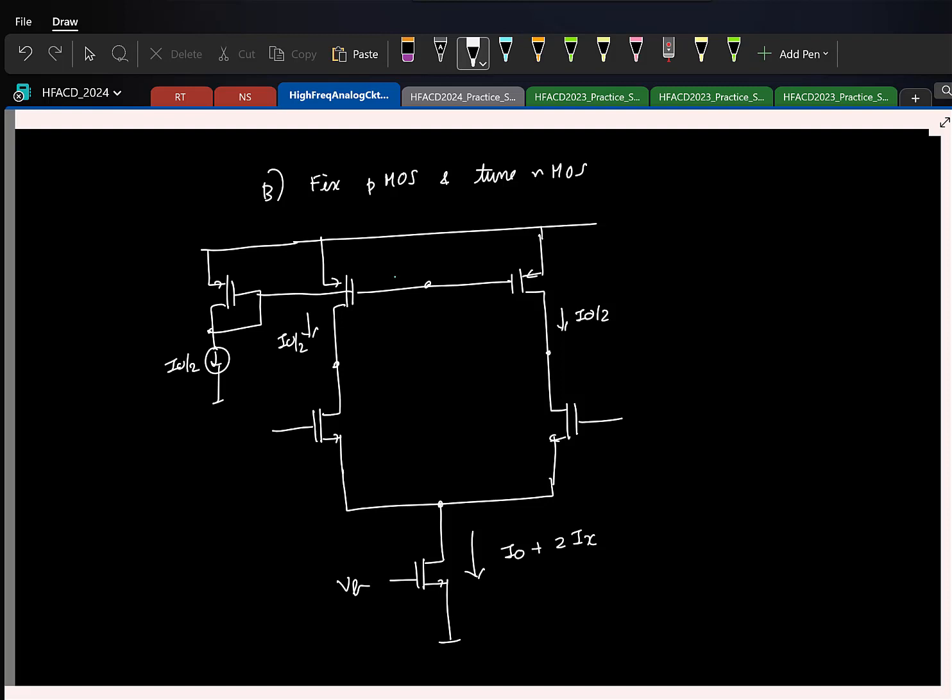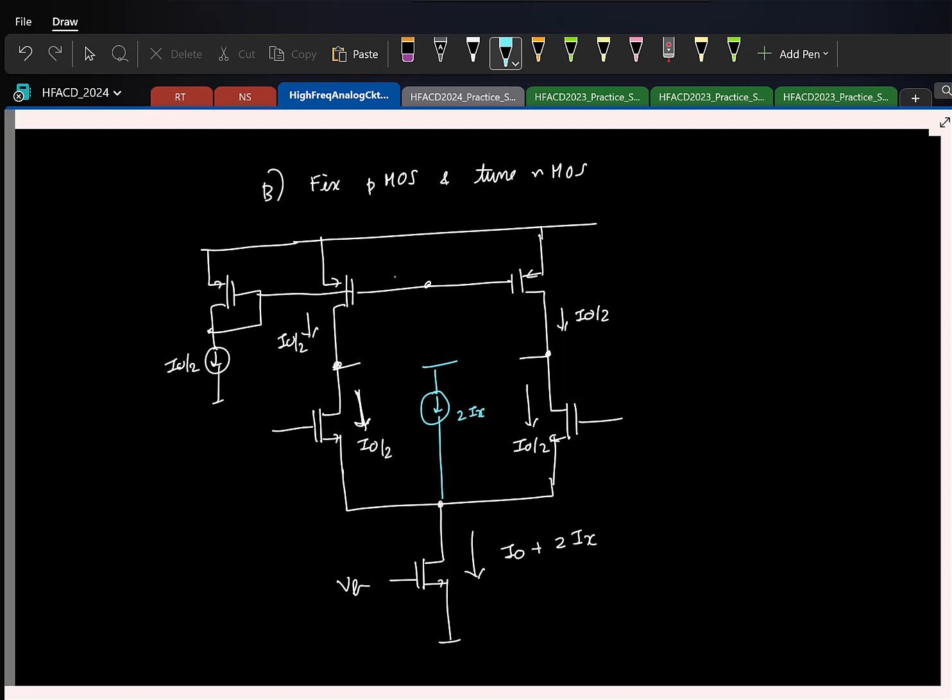Okay. So now let us say in steady state, if the common mode is correctly set, what can you say about the current in these two transistors? They will be same. So current in the nMOS will also be I0 by 2. So now you see, these two currents, what's happening? Yeah, these two currents are I0 by 2. So the sum is I0, but this is drawing I0 plus 2 times Ix. So to satisfy KCL, what should I do? I should have another current source, 2Ix.